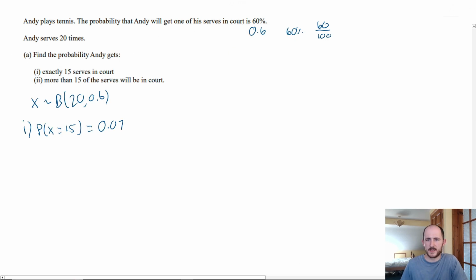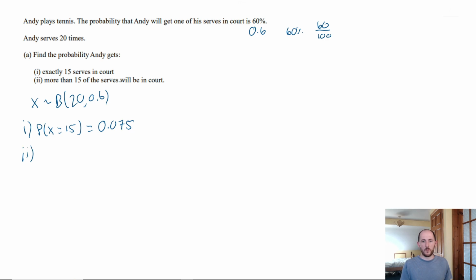Now, if you're wondering why this seems kind of low, keep in mind this isn't cumulative. So even though there's a good chance he'll get one of his serves in, it's exactly 15 serves, which is a very specific number. It doesn't say he gets less than or equal to 15 serves or more than 15 serves. However, the next question does say more than 15 serves.